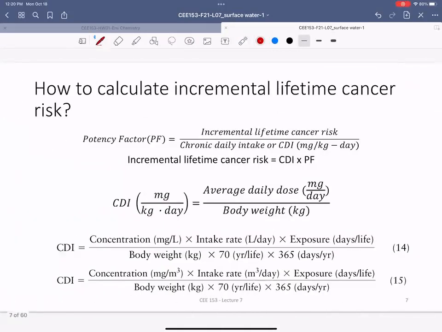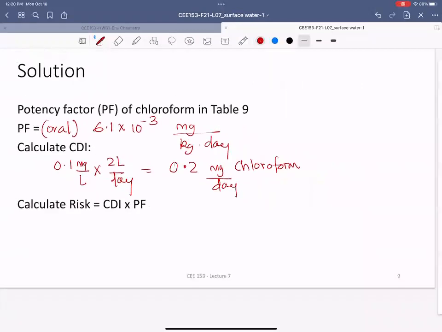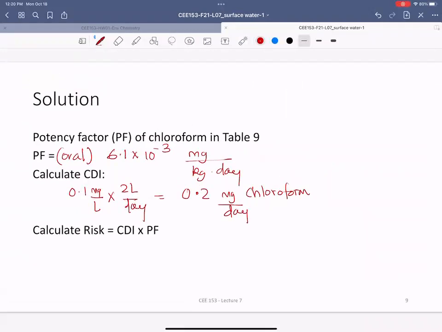So as you see, this is the reason I want to go back to these equations. This equation accounts for how much total amount of chloroform you can receive over a 70-year lifetime. Okay, and then also per body weight, because if a person is heavy, obviously you need a lot more amount to cause the effect. So if you write CDI there, let's use that equation. Okay, so CDI, I'm going to write it again, 0.1 milligram per liter.